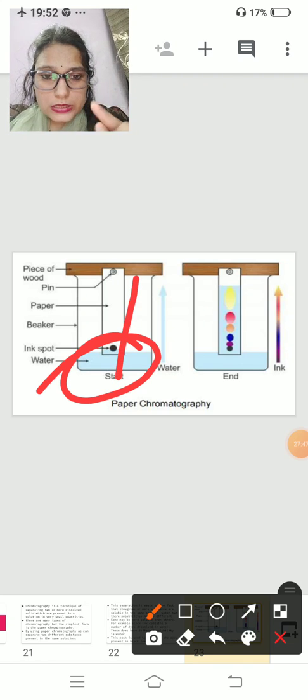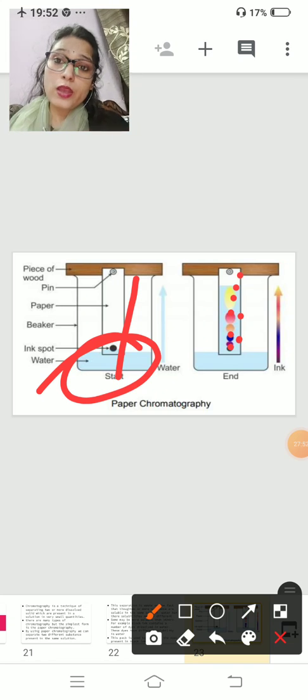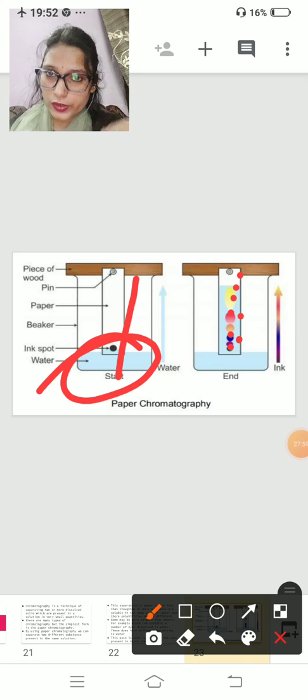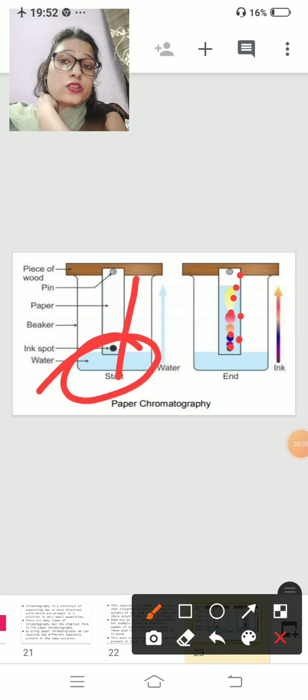After some time, you will see different colors appear on the paper. Why? Because all the colors have different solubility in water. Like this, you can separate the substances. The substance which is more soluble will separate first, and the substance which is less soluble will come last. Clear this thing?